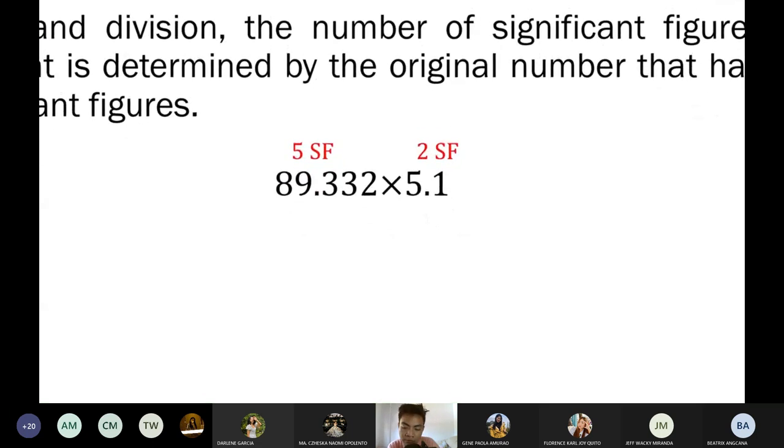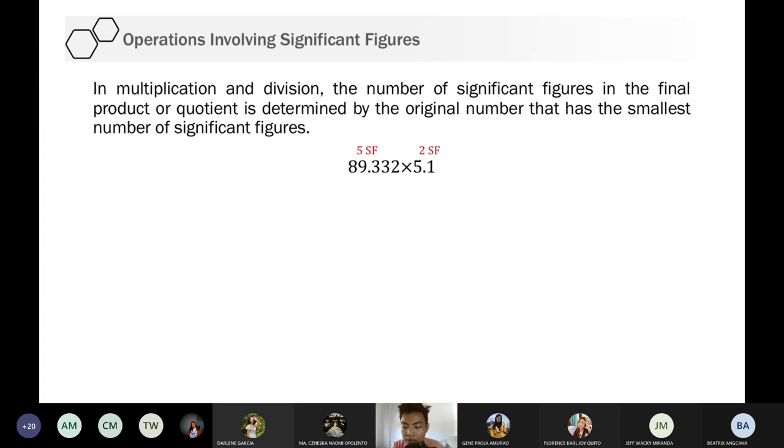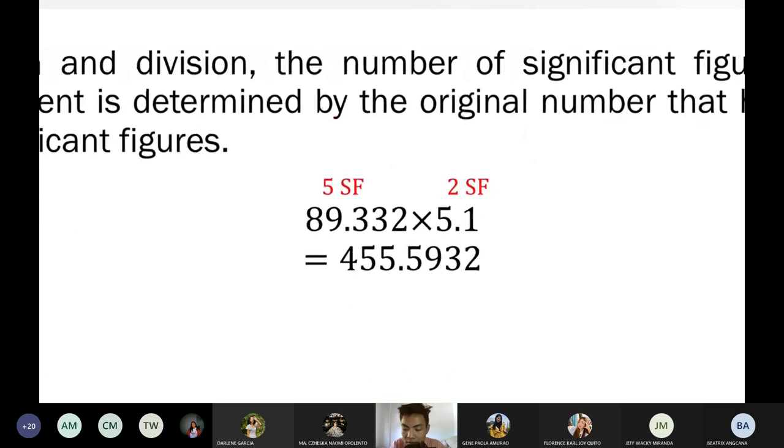For the first example, we have this number 89.332 times 5.1. Okay, so for the first number, I have 5 significant figures, and for the second one, I have 2 significant figures. Okay, so our final answer must be written in 2 sig figs, because that's the least number of significant figures, diba? Okay, so I will do the operation as is. So I arrive with this final answer. However, I have to write this in 2 sig figs. So how am I going to do that? So you count the sig figs from left to right. So this is the first, this is the second, and then you cut it here.